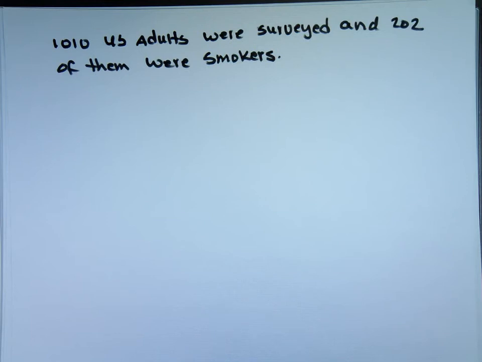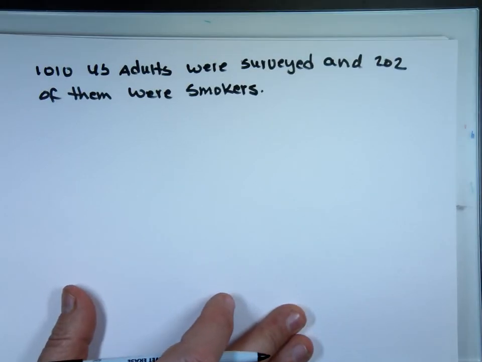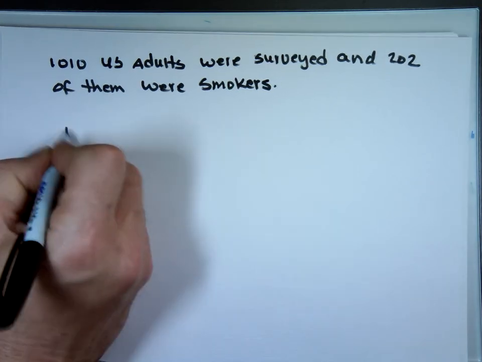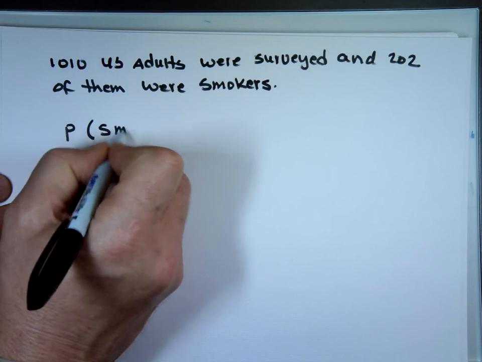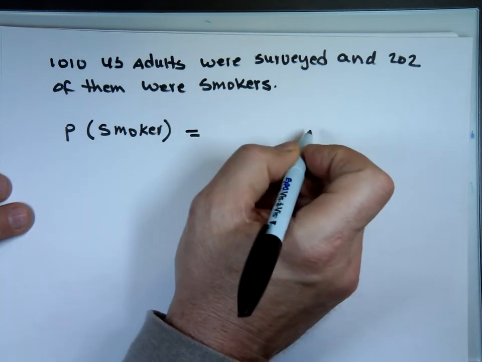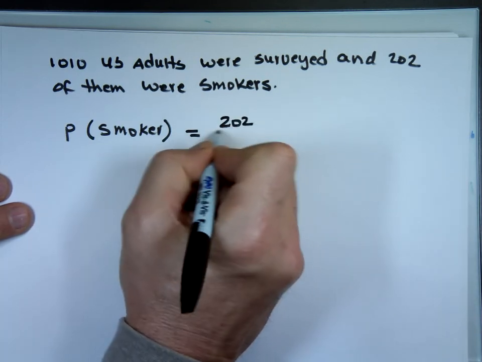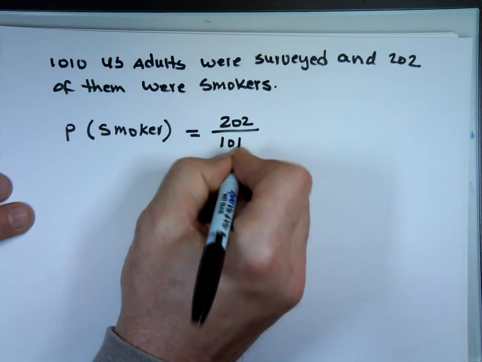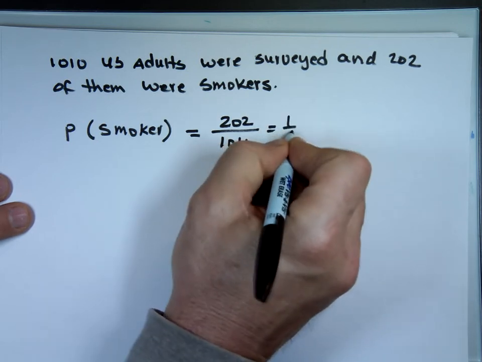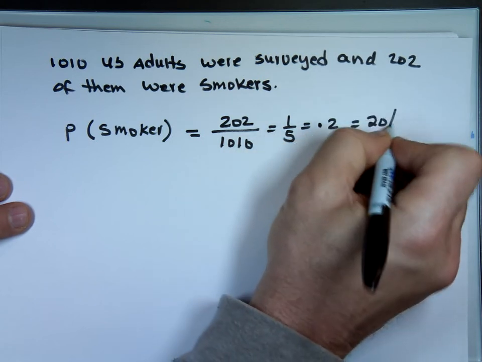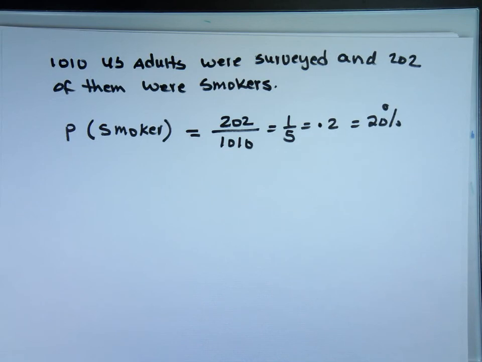What's it say behind the record button? 202 of them were smokers. Is that what it says? Yeah. So the question now: what is the probability a person we select is a smoker? Well, how many smokers do we have? 202 divided by the sample size. What was the sample size? 1010. Is that a 1/5? Which is 0.2, which is 20%. So we can say 20% of the people in the US are smokers.